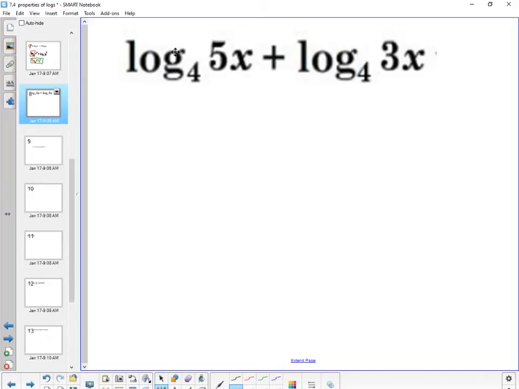Next one. So this, thank you. This is the sum of two logarithms, right? Yeah.